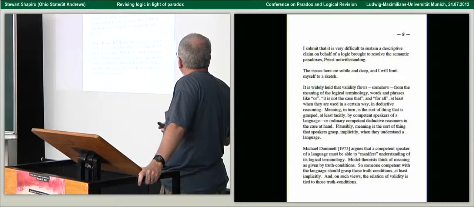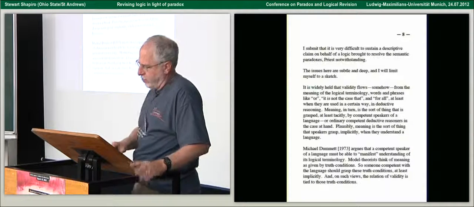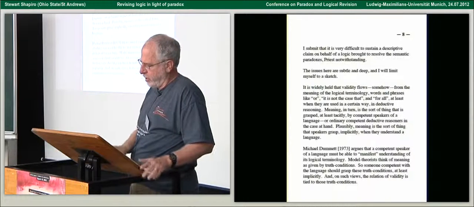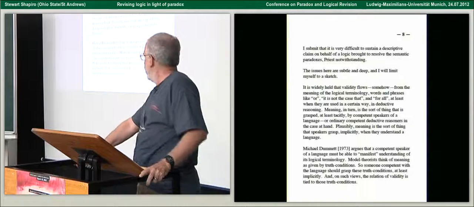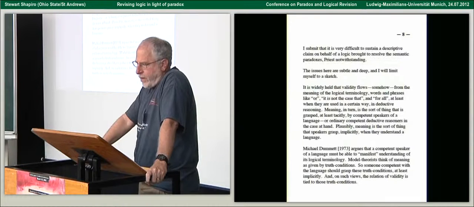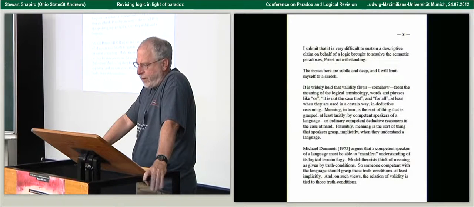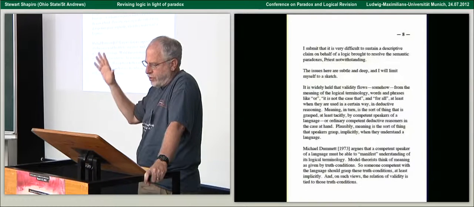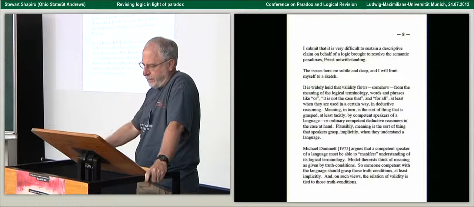Now, I suggest that Graham notwithstanding, it's very difficult to sustain a descriptive claim on behalf of a logic brought to resolve the semantic paradoxes. And here's why. The issues are subtle and deep, and I have to limit myself to a sketch here. Now it's widely held that validity, whatever validity is, flows somehow from the meaning of the logical terminology. Words and phrases like "or," "it is not the case that," "for all," at least when those words are used in a certain way in deductive reasoning.